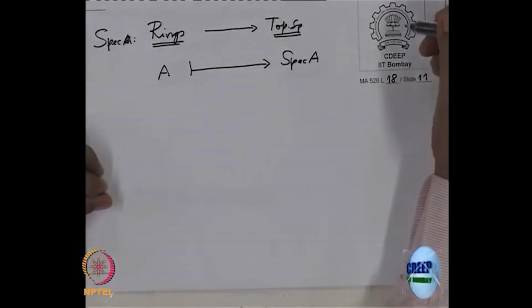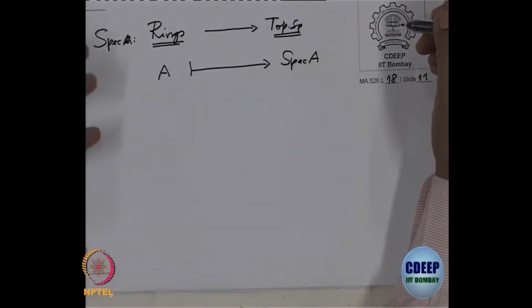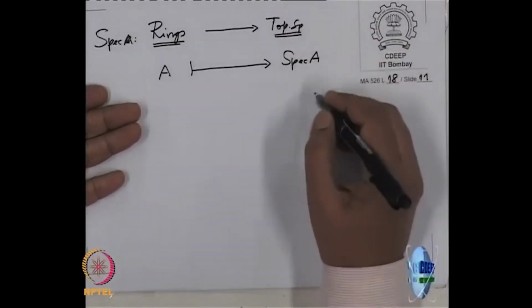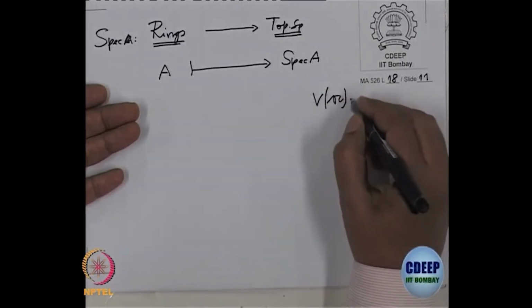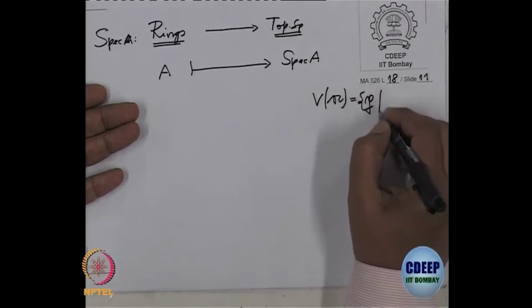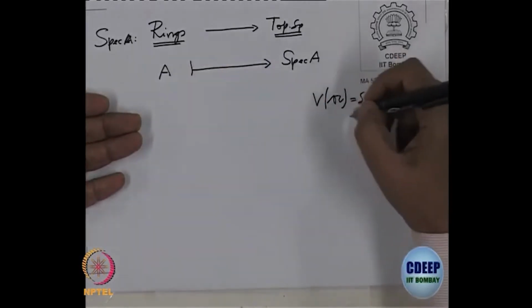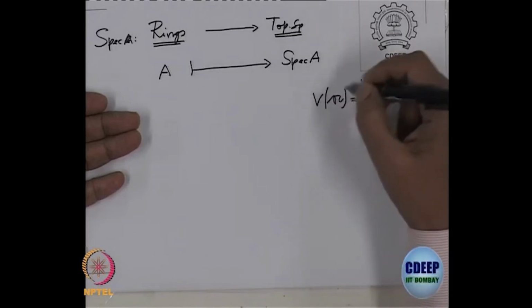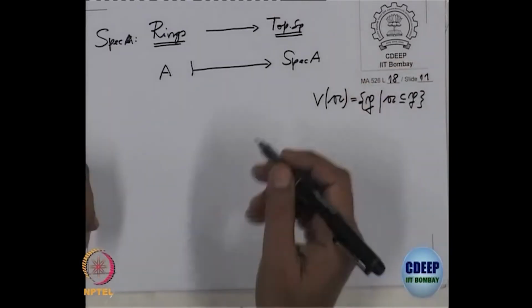Remember, Spec of A is the set of all prime ideals, and there we have put a topology on that, and with that topology the spectrum is a topological space. The closed sets are the V of A's. V of A is by definition all those prime ideals P such that A is contained in P. We have seen in other courses that this collection satisfies the properties of the closed sets in a topological space, and therefore it is a topology. That topology is called the Zariski topology.